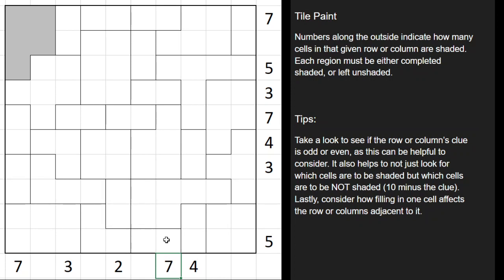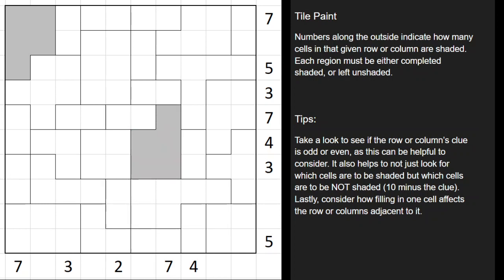So if we look at this 7, there's a 3 region here, and this is a very important region. If we consider this as unshaded, everything else would have to be shaded. And what that would end up doing is if this cell's shaded, all of these would have to be shaded. And if this cell's shaded, all of these would have to be shaded. And that breaks this 4, because now all of a sudden you have 1, 2, 3, 4, 5 cells breaking the 4. So this cannot be unshaded. It has to be shaded.